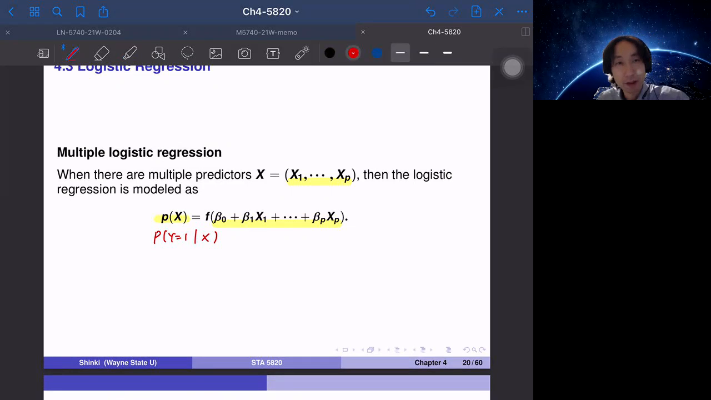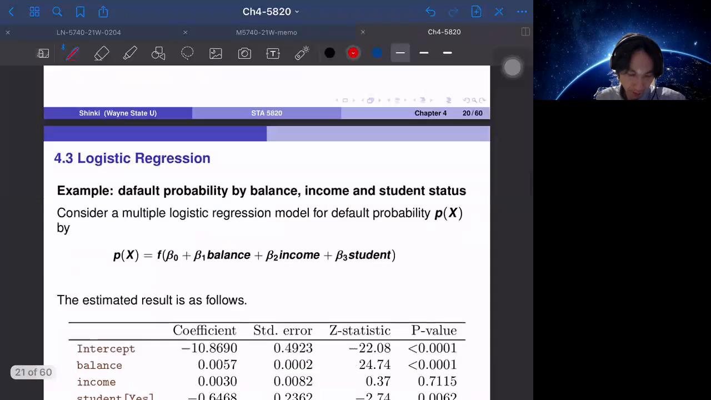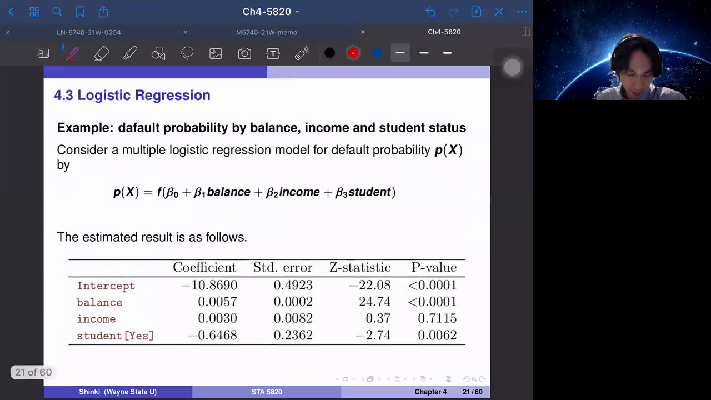And optimization, still the max likelihood function is the concave function. So it's not too super difficult to maximize it by numerical methods. Yep, so this is the case.